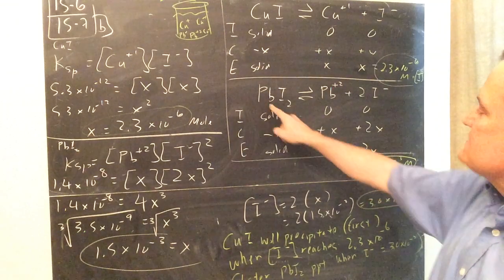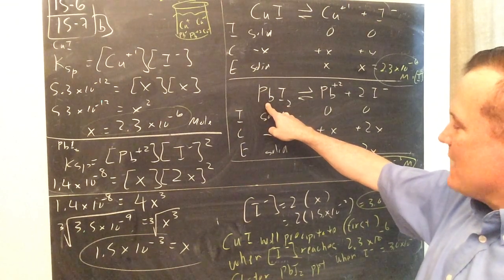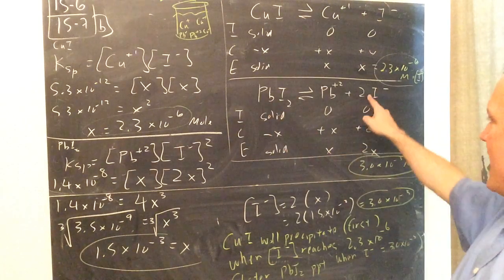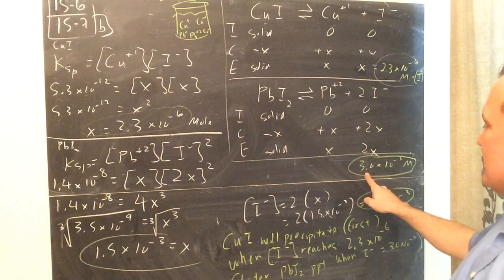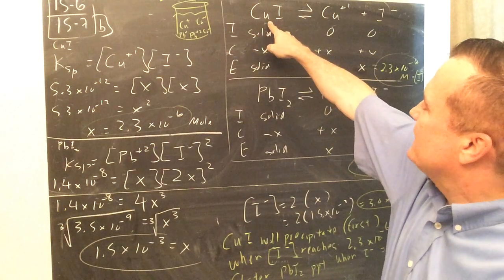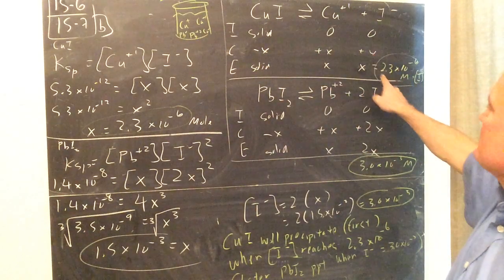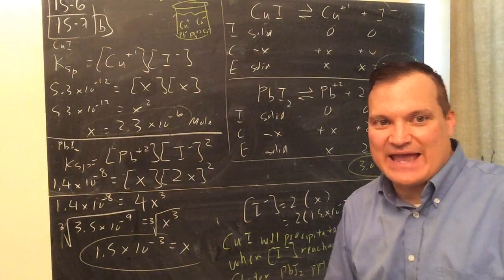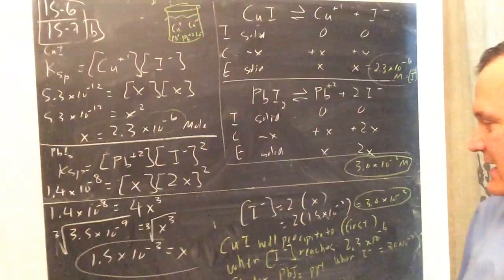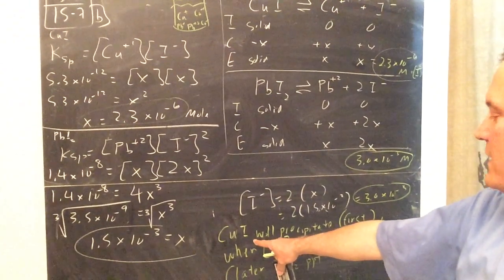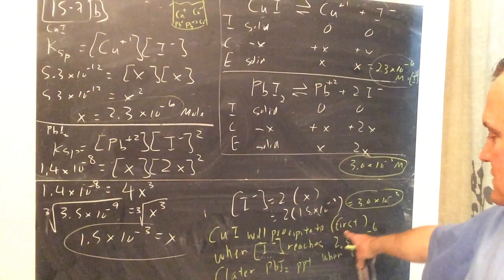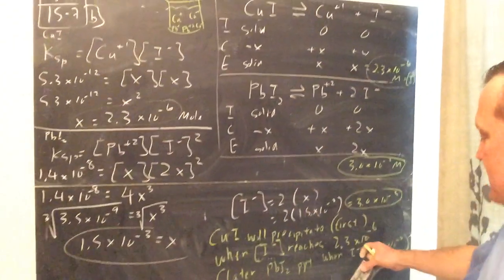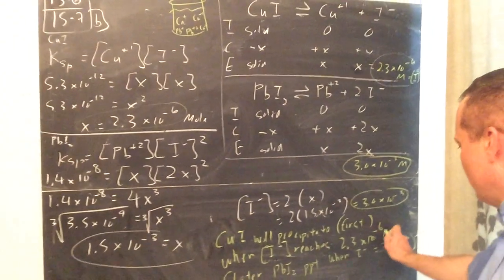So in a saturated lead iodide, or how about another way to put it, lead iodide will precipitate when iodide equals 3 × 10^-3. Copper(I) iodide will precipitate when it equals 2.3 × 10^-6. So I wrote the answer down here, and I'll just state it again: copper(I) iodide will precipitate first when iodide reaches 2.3 × 10^-6 molar. I didn't put an M there.